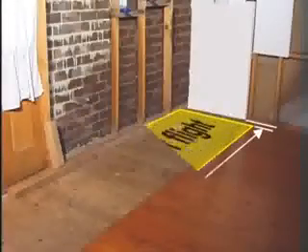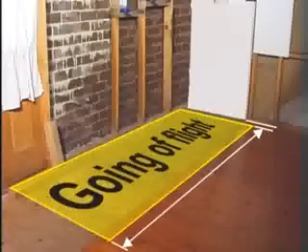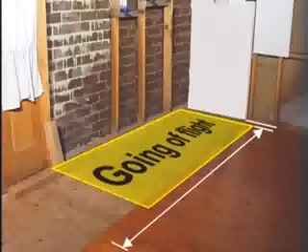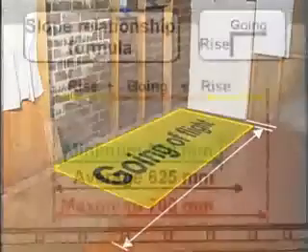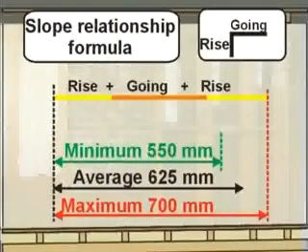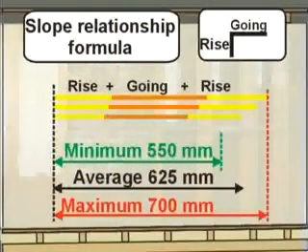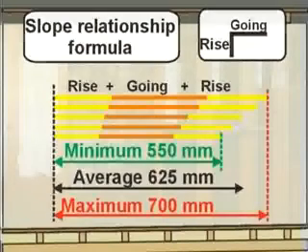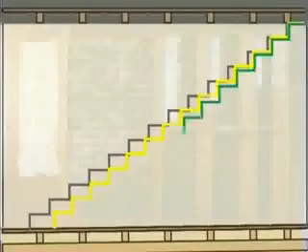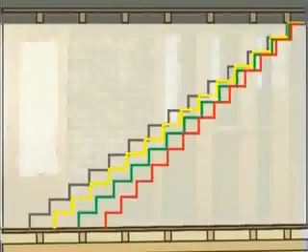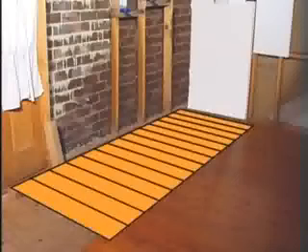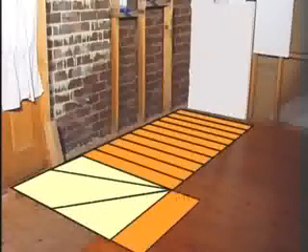Practical on-site limitations may require the going of the flight to be adjusted. The slope relationship formula allows a range of possible rise and going combinations. Choosing the best combination results in a suitable going of the flight to fit the particular job. If a straight flight is unsuitable, other configurations can be adapted to provide a solution.